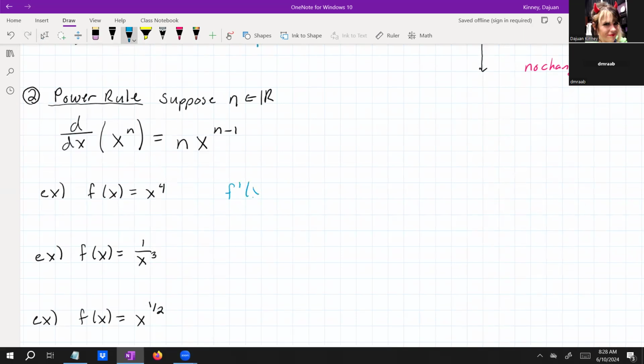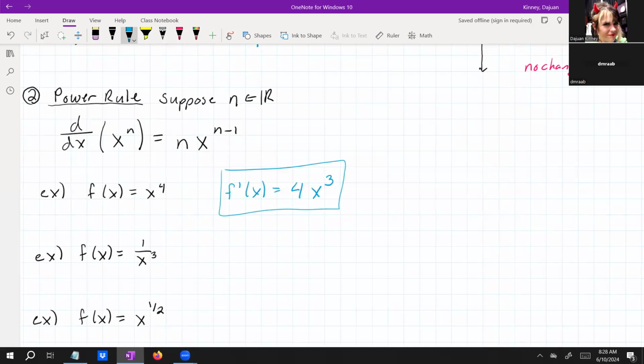f prime of x. We bring our 4 in front. So this gives me 4x. Now I take my original and subtract 1. So 4 minus 1 is 3. And that's our derivative. That is a very nice rule.